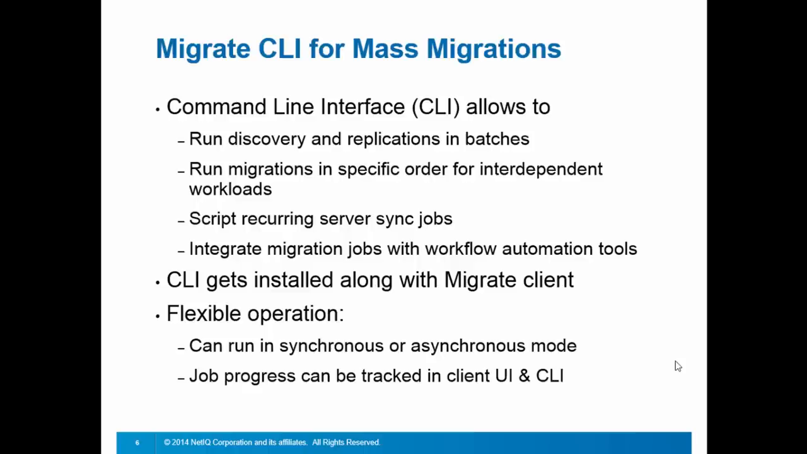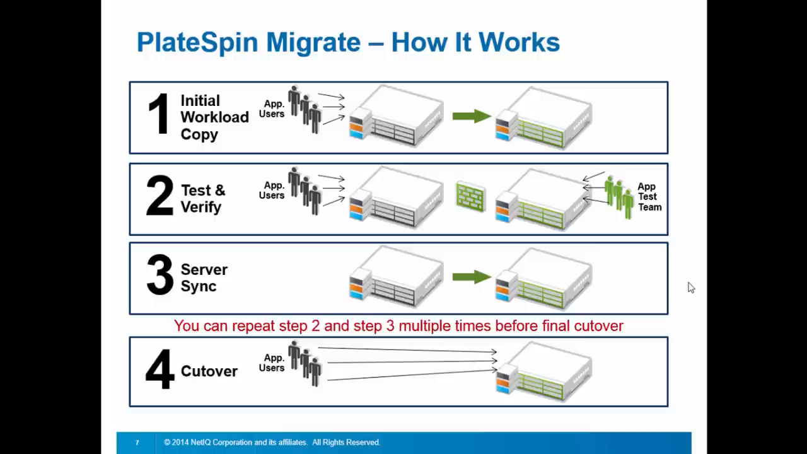The command line interface gives you the control to script and run jobs. You can kick off a migration in a particular order, or even script an incremental to kick off before you cut over to production. All jobs that are scripted can be tracked live in the PlateSpin Migrate user interface under the Jobs tab. Here's an example of a typical migration cycle using PlateSpin Migrate.